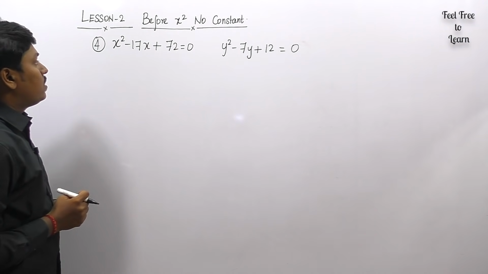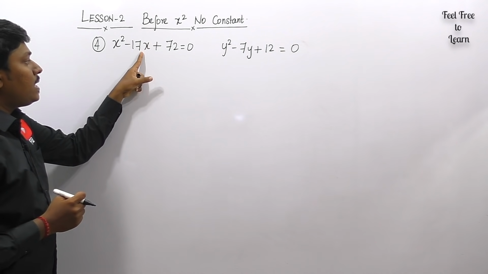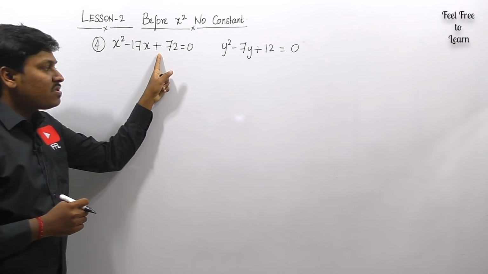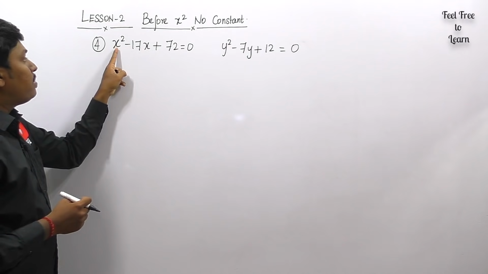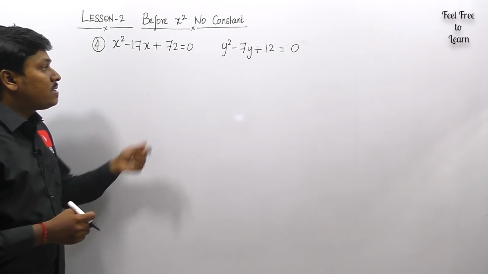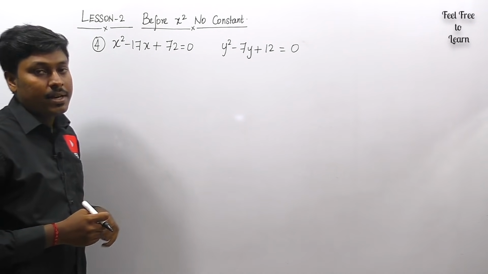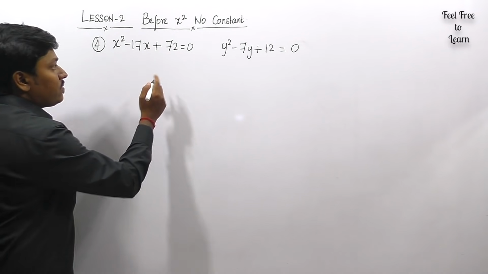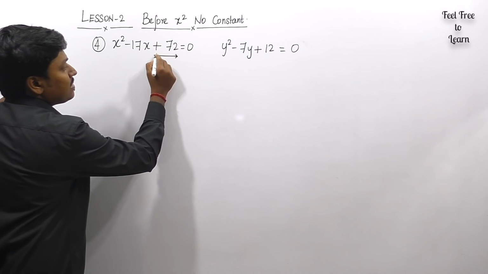Question number 4. x square minus 17x plus 72 is equal to 0. So again it's a quadratic equation, but before x square there is no constant. Similarly the second expression is also a quadratic equation. So let me move on to the first expression, friends.